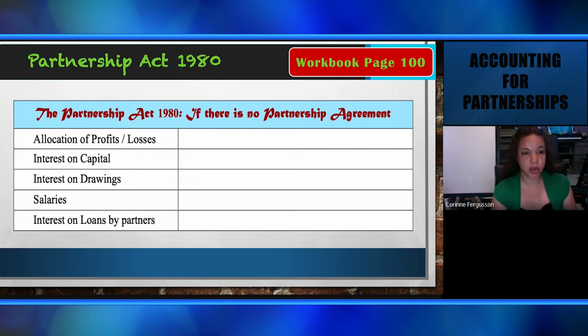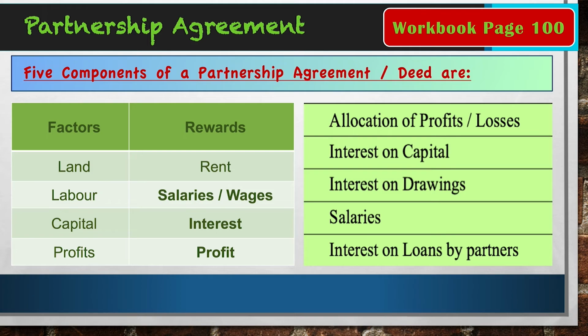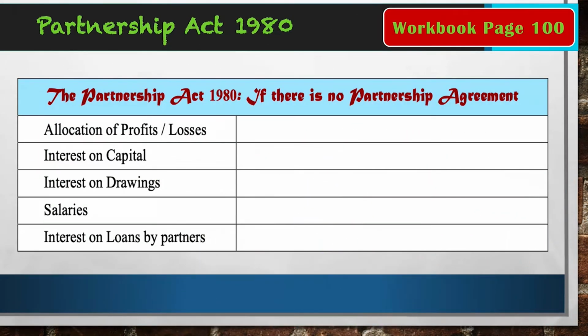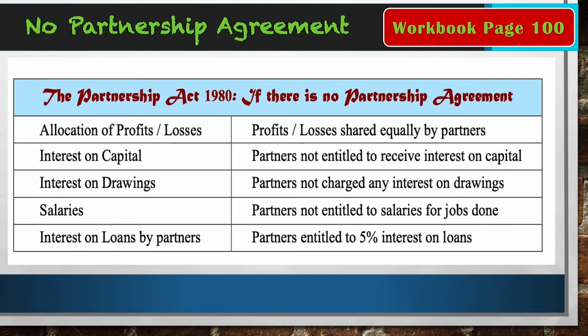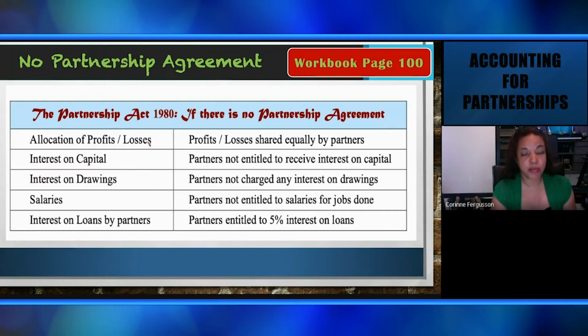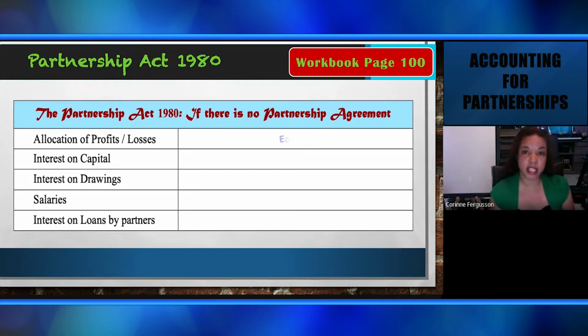And there's something called a Partnership Act 1980. If there is no partnership agreement, this is what you have to follow based on the Partnership Act, the law. In terms of profits, as I explained before, in the absence of a written agreement, how you're going to share the profits, automatically they're shared equally.